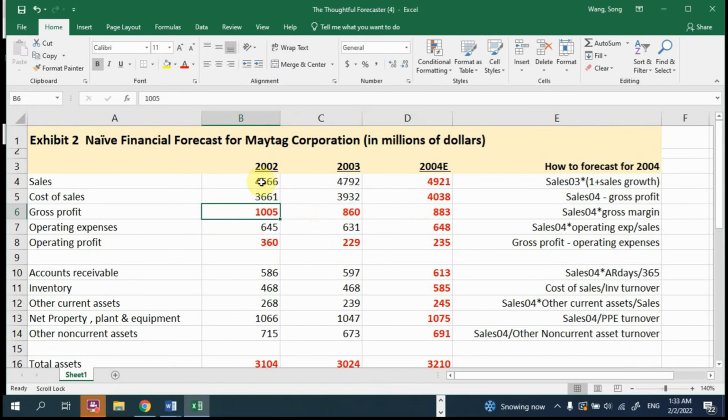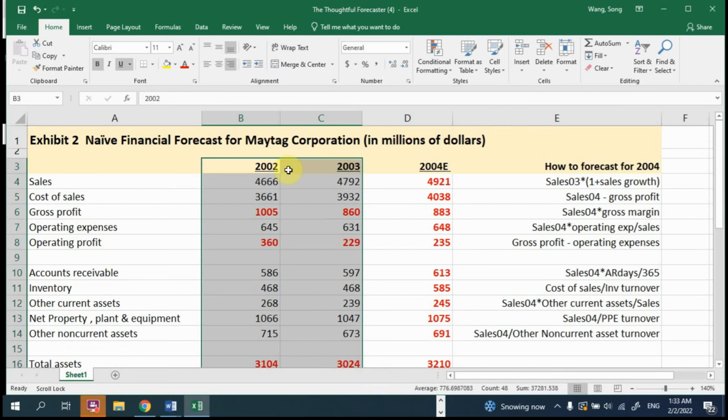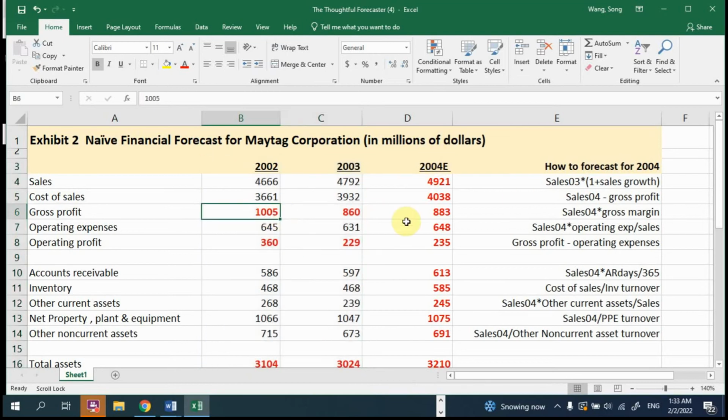Let's first go over the existing financial statements for the 2002 year and 2003 year, before we move to 2004, the estimated year. For the gross profit, this is your start. How do we get gross profit? We're going to use sales minus cost of sales. Cost of sales is another name for cost of goods sold, right? Then hit enter, and just drag it to the right. Place your mouse right here and drag it to the right.